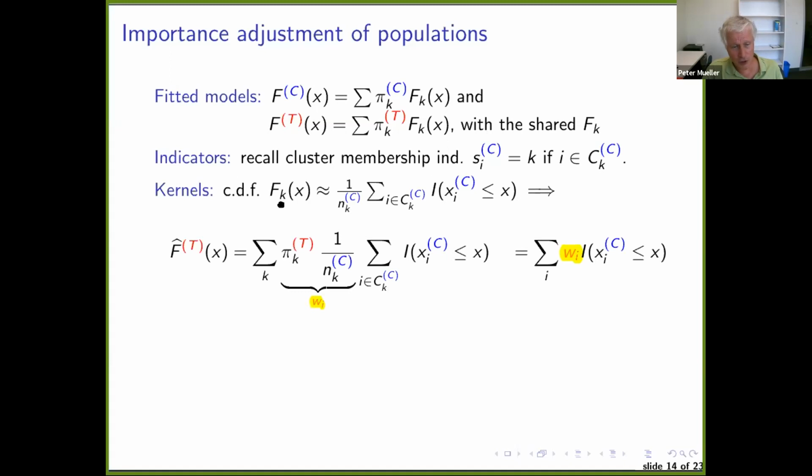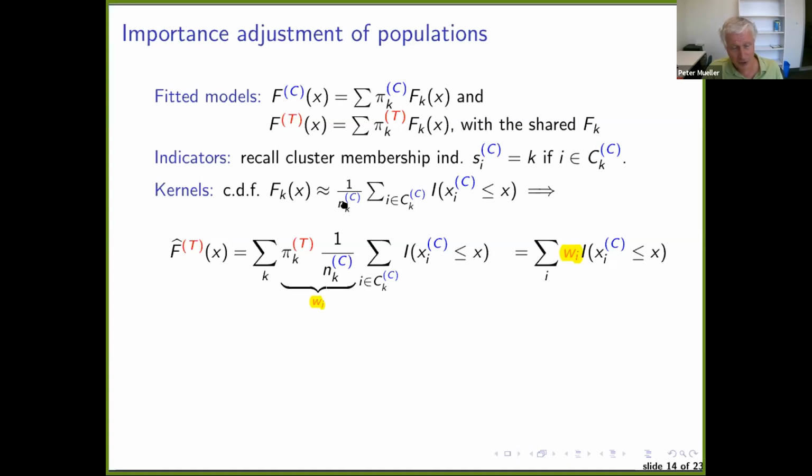Then let's first focus on that kernel. So F sub K is the kernel. And if we write the kernel as a CDF, then we could approximate that kernel just by the empirical CDF. What you see there on the right-hand side is just the empirical CDF of all the blue patients that are allocated to the kth cluster. So in this line, I have approximated the kth kernel, the F sub K, by the empirical distribution of all the blue patients that are currently allocated to that kernel.